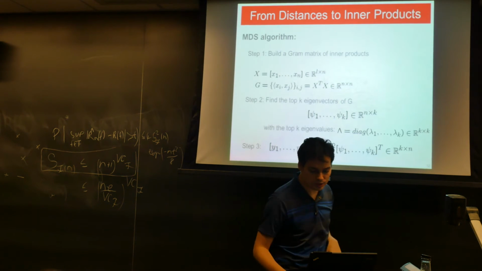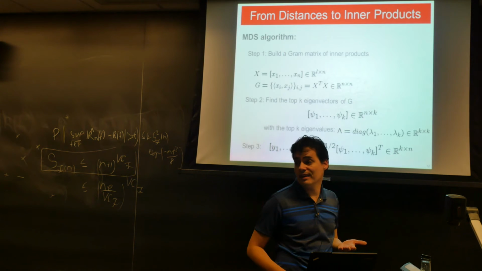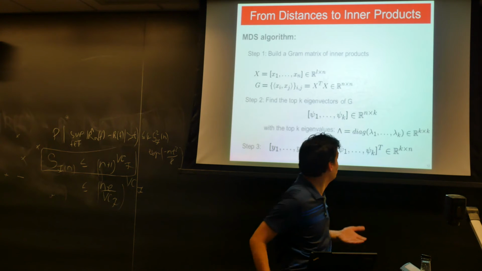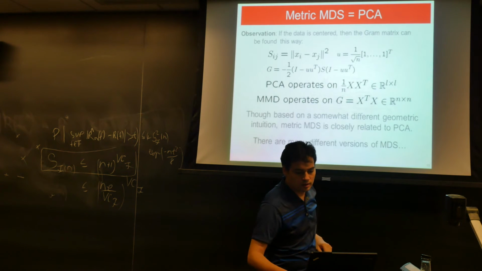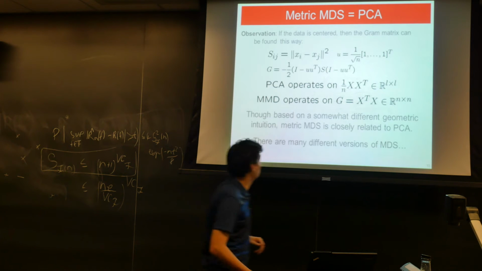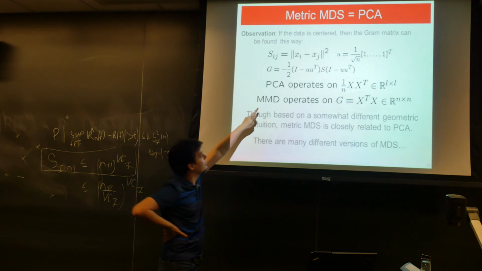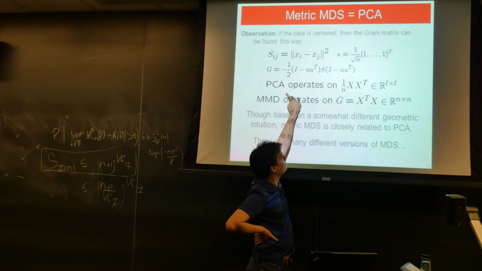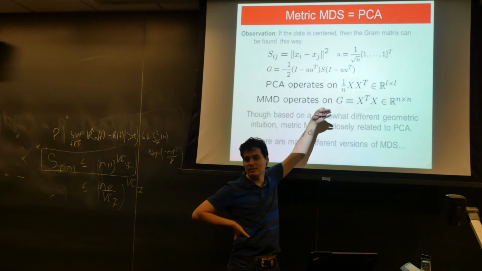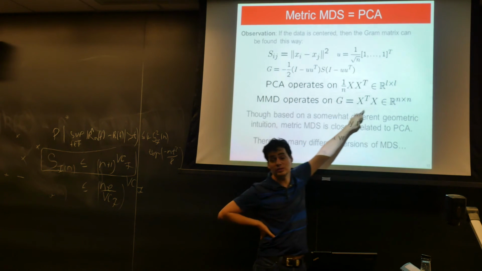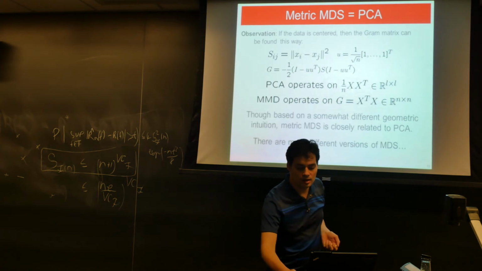Okay, so you just need to use the eigenvectors and eigenvalues of this matrix. It's very similar to PCA. So when we discussed PCA, we noticed that PCA works on an X times X transpose matrix, and MDS now works on an X transpose X matrix, but we do the same kind of thing. We want to find the eigenvectors of this matrix.